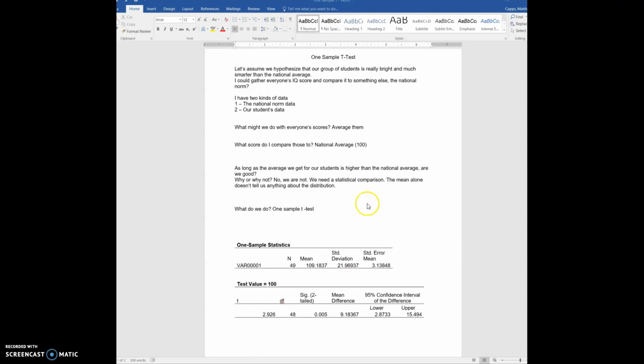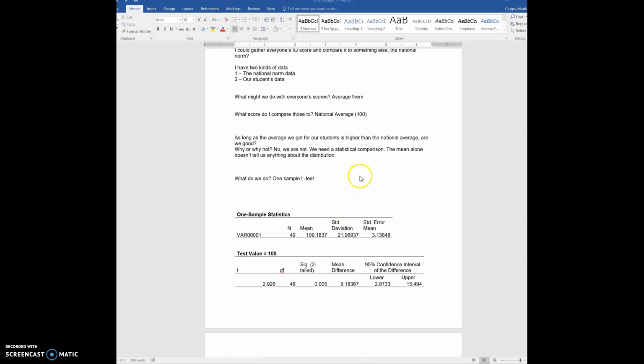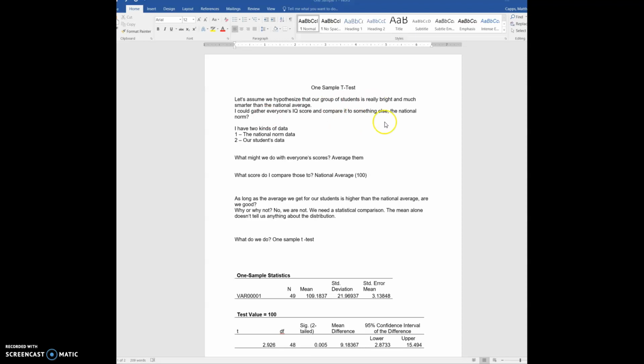So this is a way of looking at an example where we can see how a t-test might be used. So it's a very simple thing to be able to calculate something that we want to know about one group.